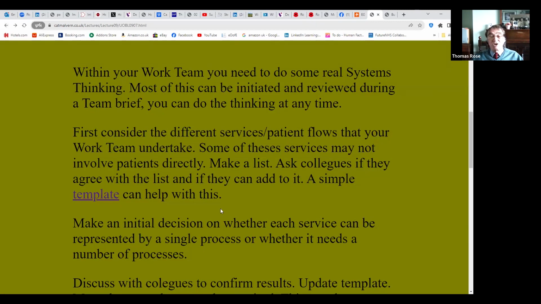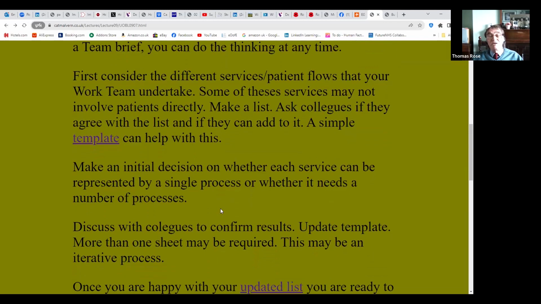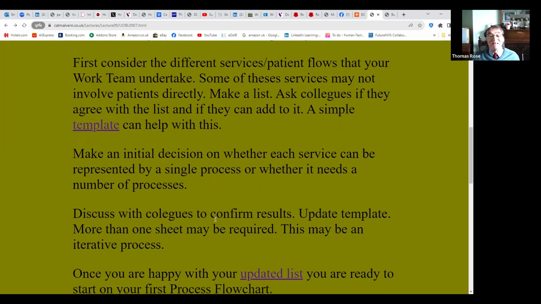That's where you start, and you can do that not by having a meeting, but you can do it during the morning team brief. Just say to the team, right, what are the main processes that we undertake during our normal working day? So that's the first thing, is to make that list, because at the moment that list doesn't really exist, because I've tried to find people that can give me that list.